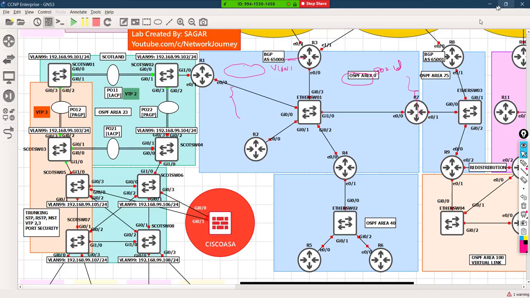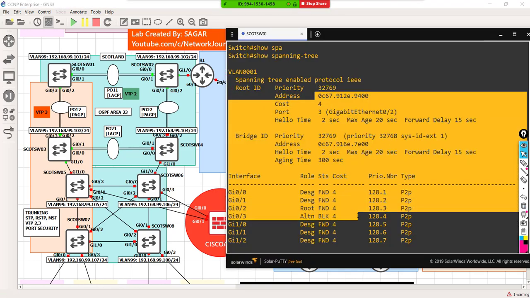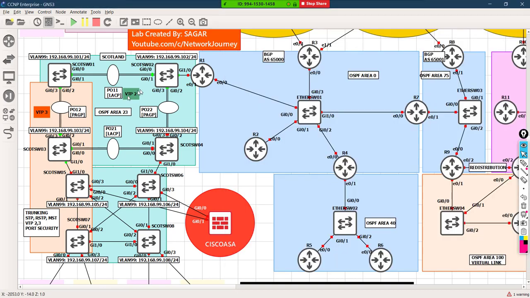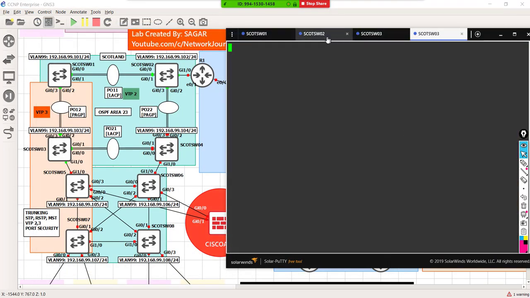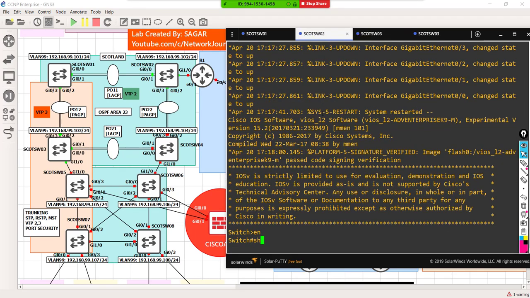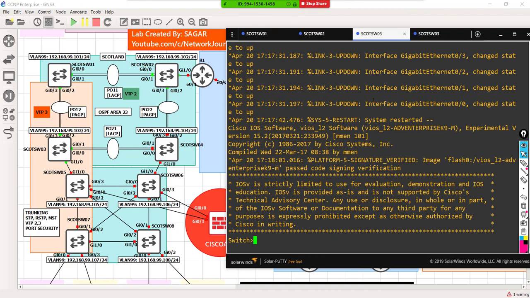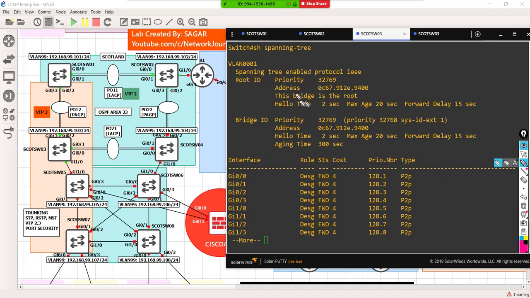Out of these 3, one has taken up the root bridge. I'm not sure which one, but if I look at the console, I can make sure that this is not a root bridge. Why do I say this is not a root bridge? Let me show you. If I open up all 3 consoles, okay, this is also not a root bridge. Let's see this one. Okay, this is the root bridge. Why? Because we can see the label: this bridge is the root.